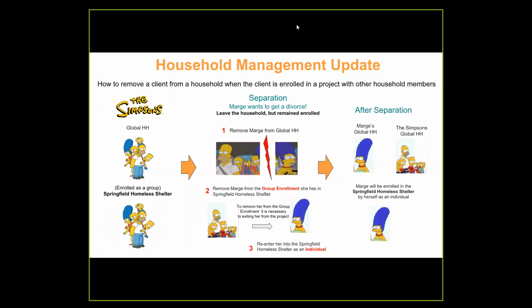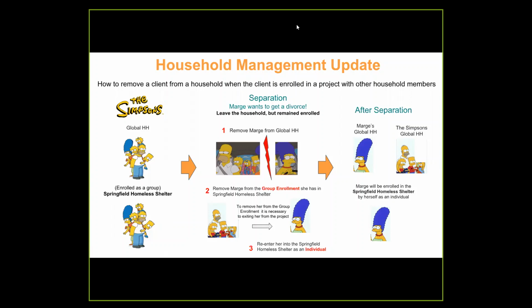So let's suppose we have the Simpson household. In the global household, we have Marge, Lisa, Homer, Bart, and Maggie. They are all in the global household, and they're also enrolled as a group in the Springfield Homeless Shelter. But now let's suppose Marge wants to get a divorce. She wants to leave Homer and leave the household, but she wants to still remain enrolled in the Springfield Homeless Shelter. So how do we do this in HMIS?